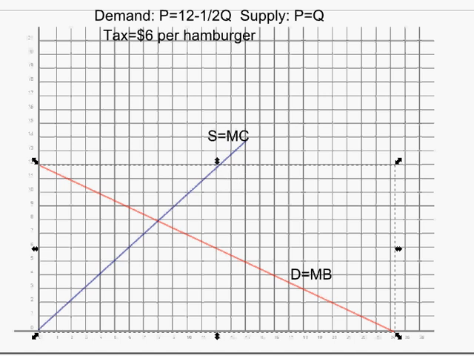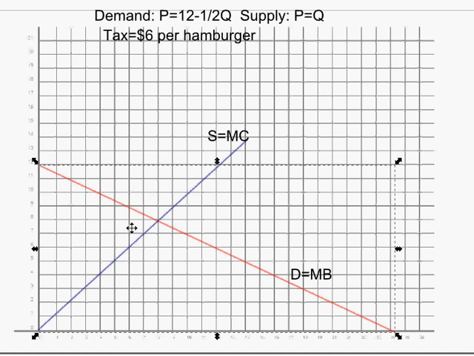Okay, I'm going to run through one more example of analyzing the effect of an excise tax, and I'm going to do it really quickly so we can cover a lot of ground since we've done it once before. So here are our demand and supply equations. I've graphed them, 12 minus 1 half Q, and P equals Q simply for the supply curve here. And suppose the government puts a $6 tax per hamburger on this product.